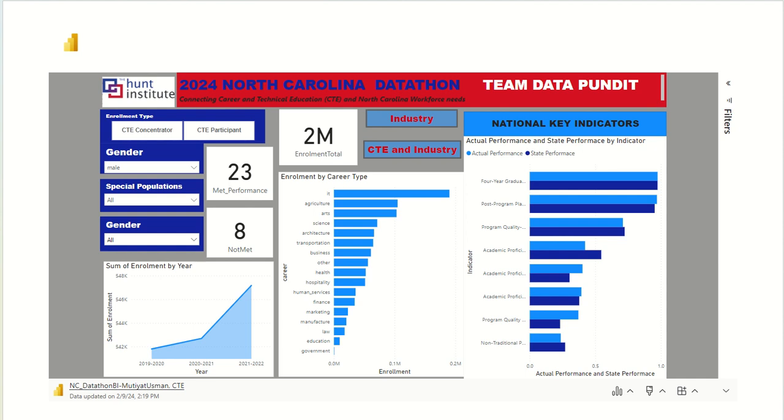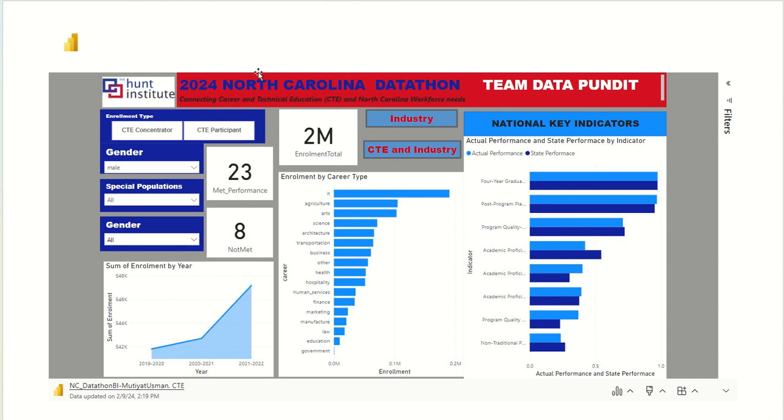So for the dashboard we have here, the goal was to make it very, very simple and ensure that all stakeholders are able to navigate around it. We added filters such as the enrollment tab, the gender, the special populations, and the national key indicators, just so that we are able to align the workforce needs and the CTE in NC. The first plot here shows the trend line of CTE enrollment from 2019 to 2022, and that was because of the availability of the data set we have.